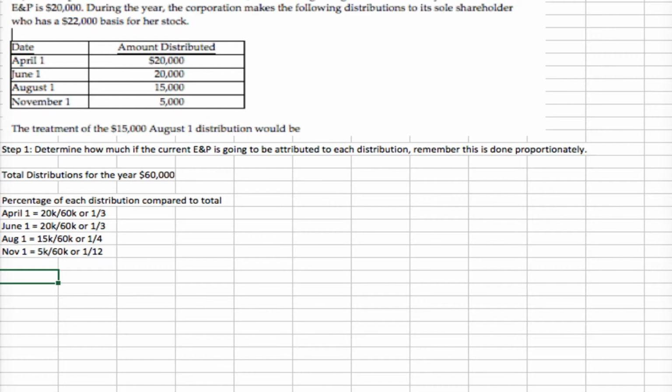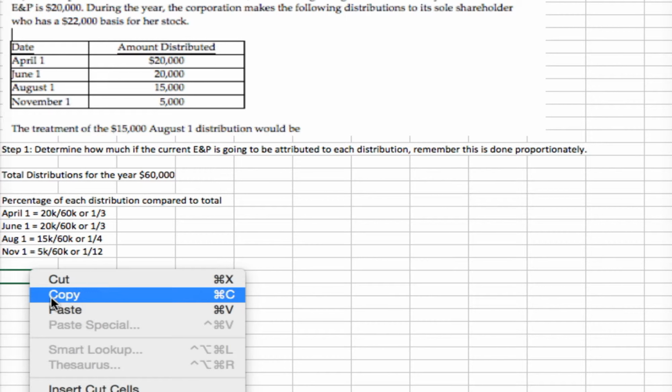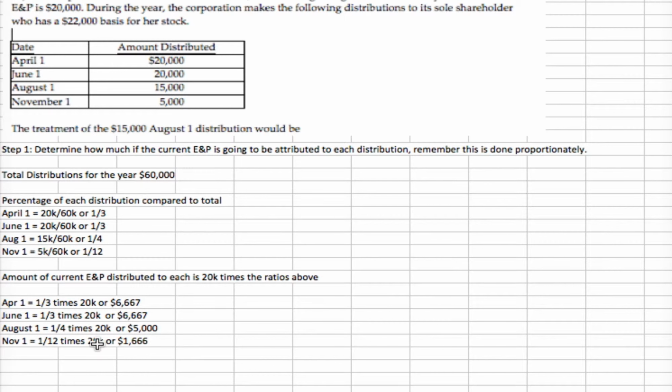Okay, so here's what that looks like. April 1st, 1/3 times 20K is 6,667. Same with June 1st, obviously that's rounded. August 1st, 1/4 of 20K is 5,000. And November 1st, 1/12 of 20K is, again rounding, 1,666. So these are the amounts of each of those distributions that are going to be treated as dividends and taxed as dividends coming out of current earnings and profits.